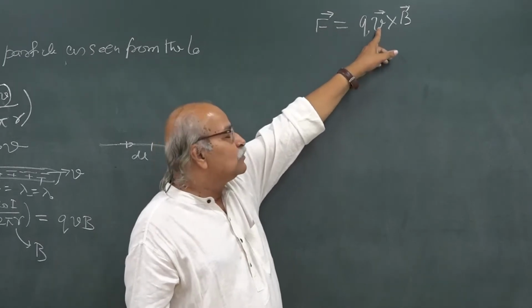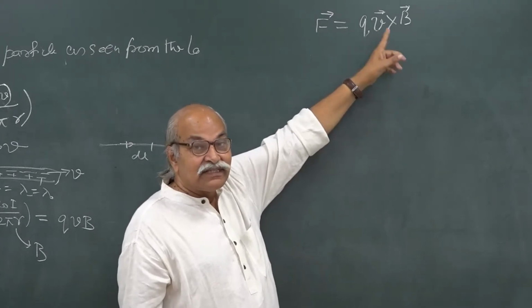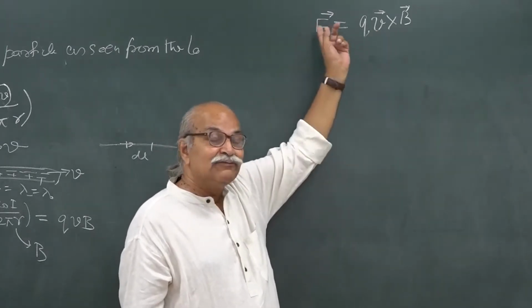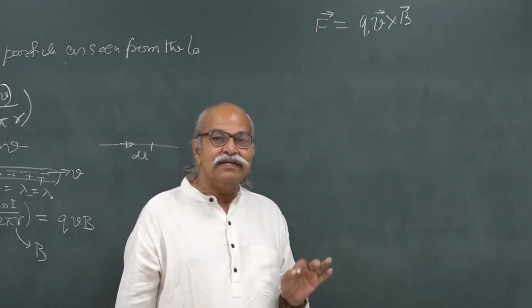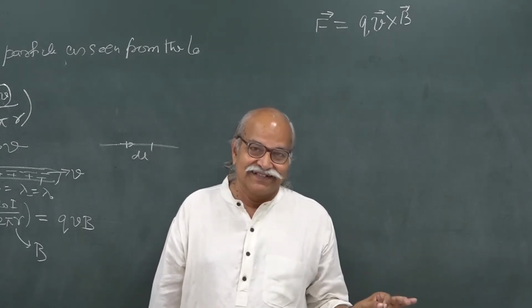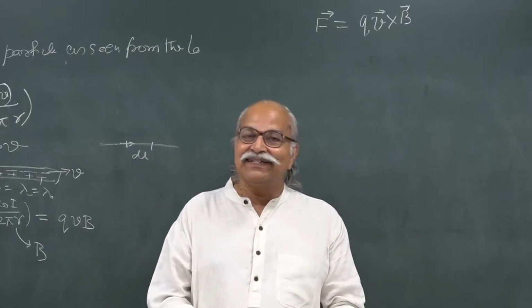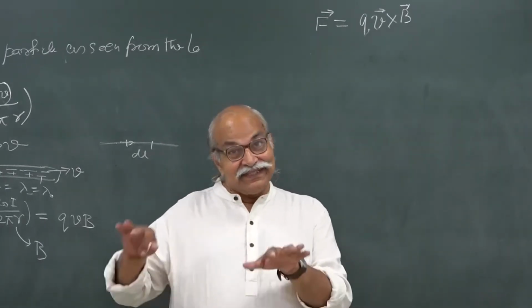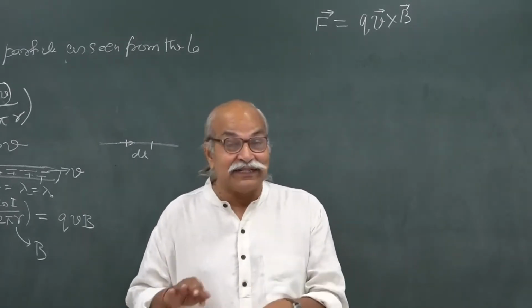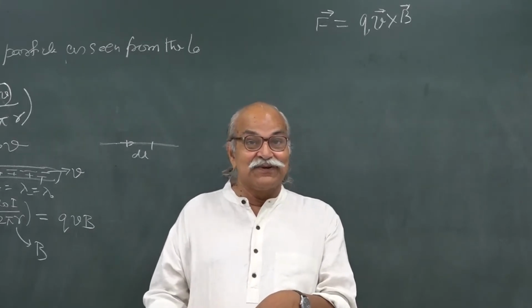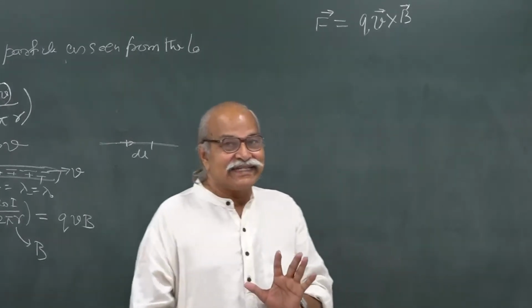If v is 0, if the charge is at rest, then even if there is a magnetic field, the magnetic field will not exert any force on it. So, a magnetic field exerts force only on moving charges. The same charge can be called moving from one frame and at rest in some other frame. But the electric field and magnetic field are interchangeable as you change the frames. So, taken both together, the things become consistent.